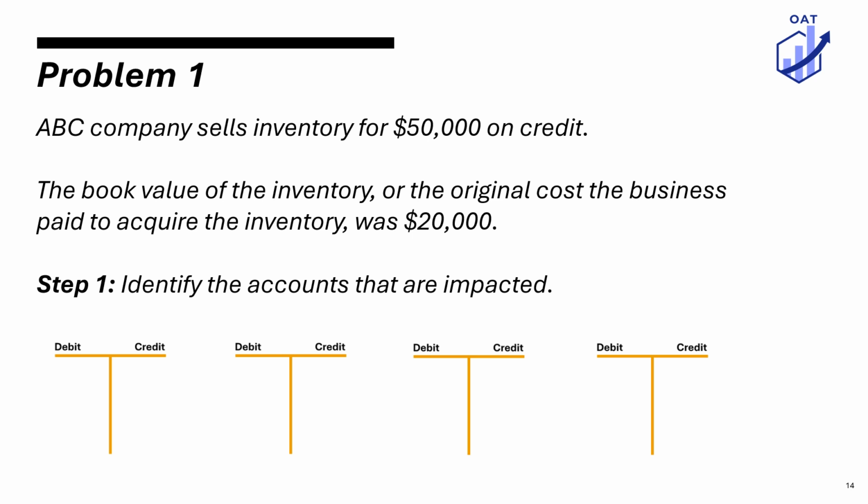The first step to tackle this problem is to identify the accounts that are impacted. I'll give you a hint. When you sell inventory, there are 4 accounts that get hit.